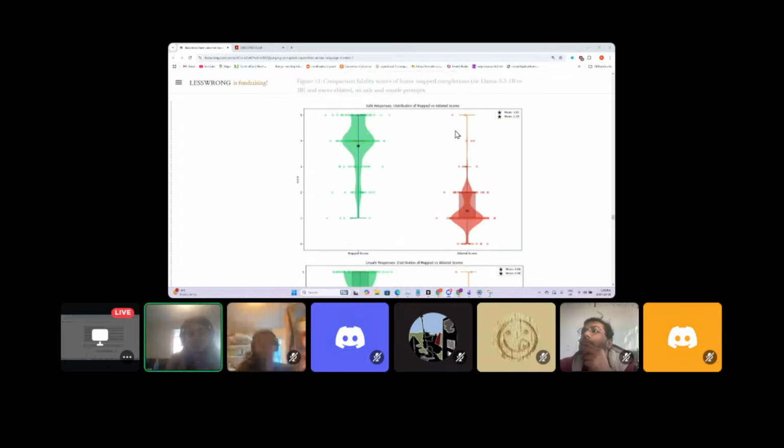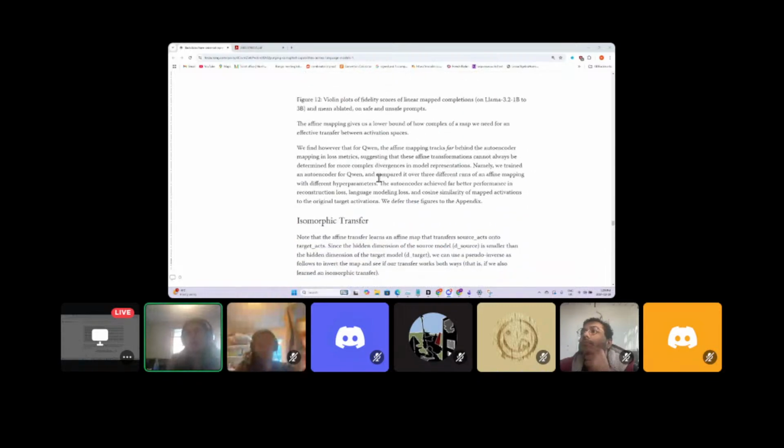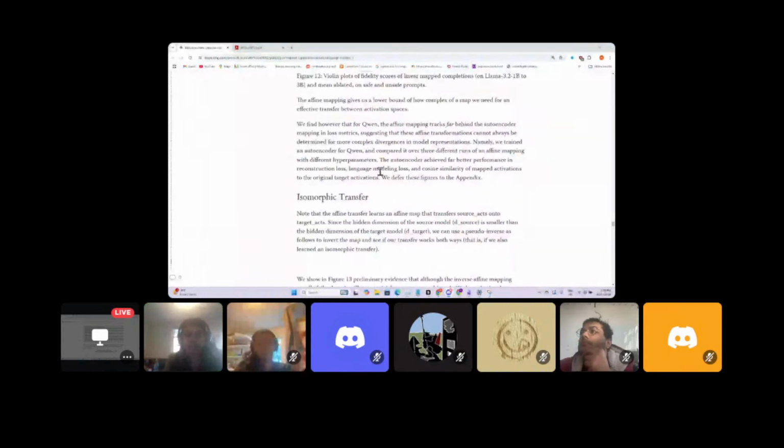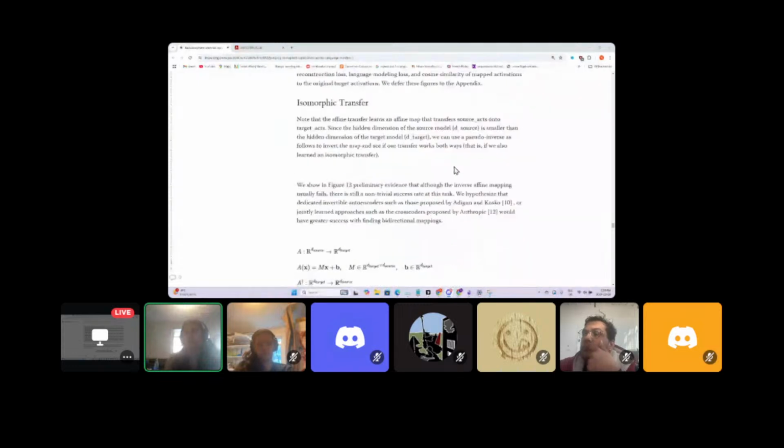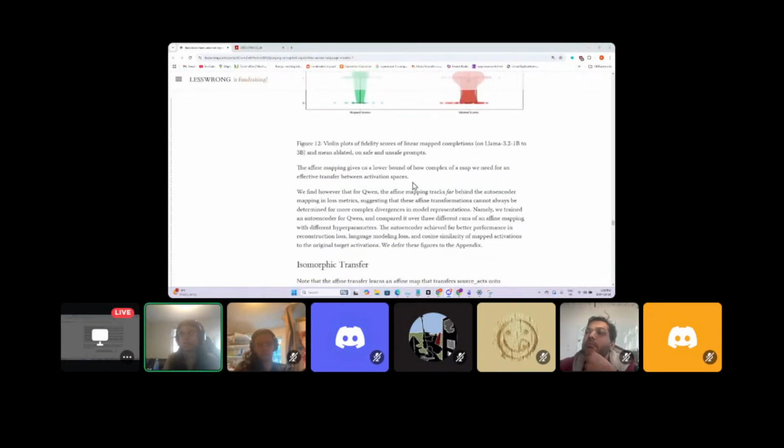So that also gives a very high score. And we map steering vectors using the affine mapper. That also works. And on top, we were like, okay, so if the transfer is affine, is it isomorphic? To define what is isomorphic, it's literally isomorphic in the mathematical sense. That is, if there is a function that takes you from A to B, then there is another function that takes you from B to A.